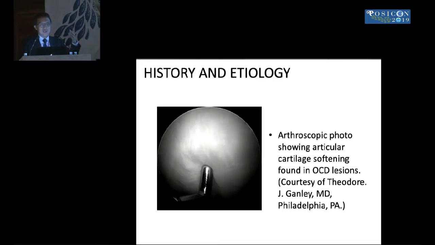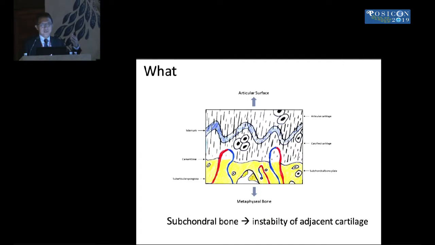All right. So classically, it'll be like that. There's a patient with a classic cartilage OCD lesion. And remember, what is OCD? OCD is something wrong with the subchondral bone, which then gives rise to instability of the adjacent cartilage. It's not something wrong with the adjacent cartilage. And you can see that it has a lot to do with blood supply there.